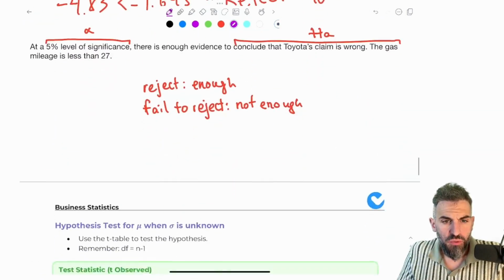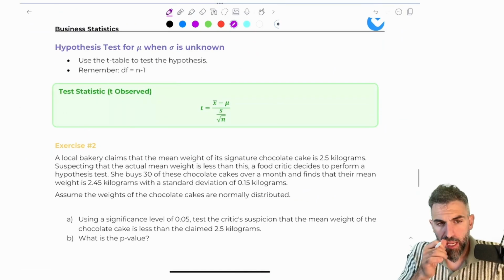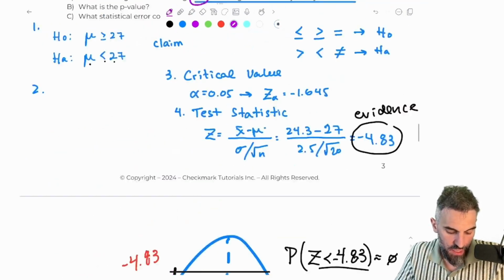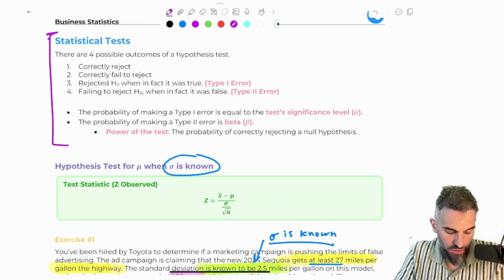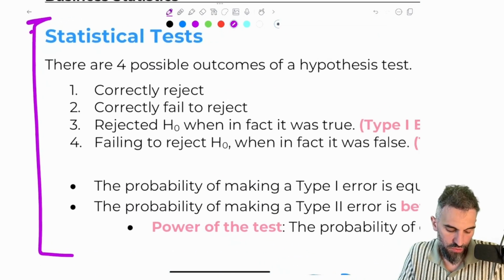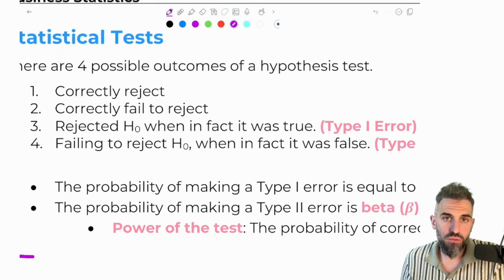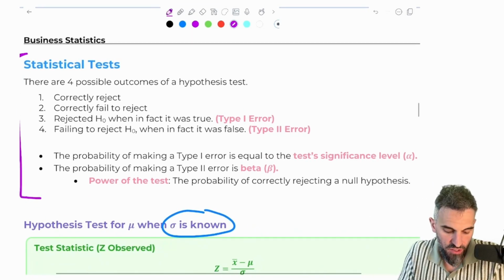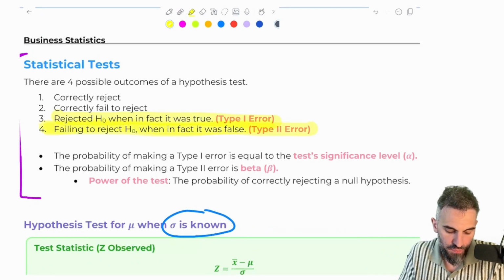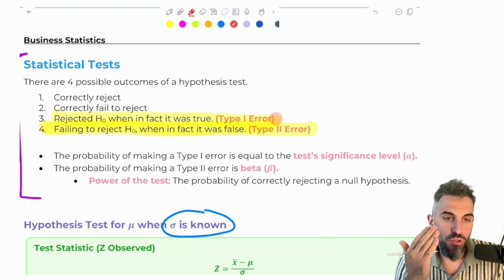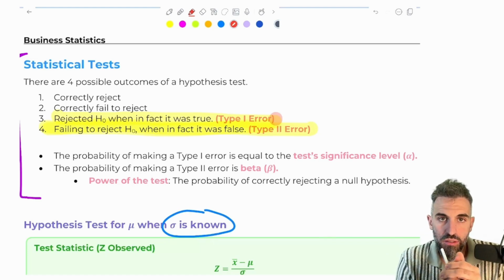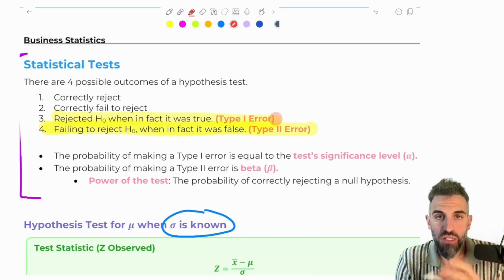Okay, let's do another one. Actually, before we do that, let's talk about this tip here. So now that you've seen one test, you realize there are 4 possible outcomes. You could correctly reject, you could correctly fail to reject, but there's also a chance you make an error. And this is what I want to talk about, the 2 different types of errors when it comes to hypothesis testing. A type 1 error happens when you reject the null hypothesis and the null hypothesis ends up being true.